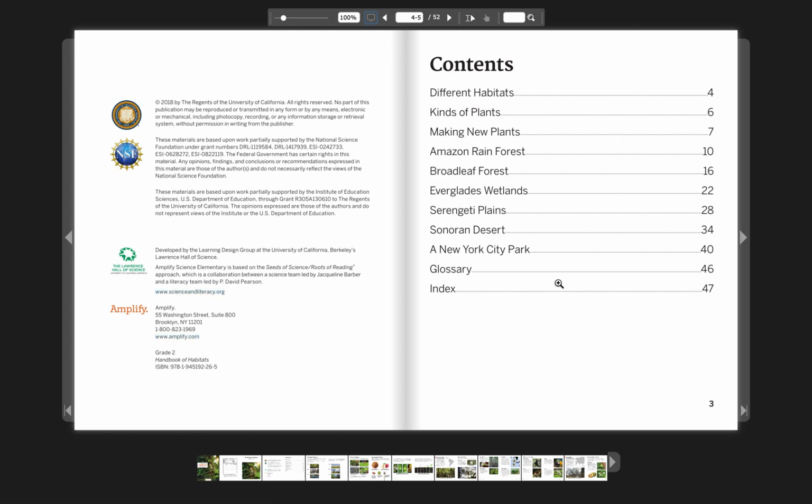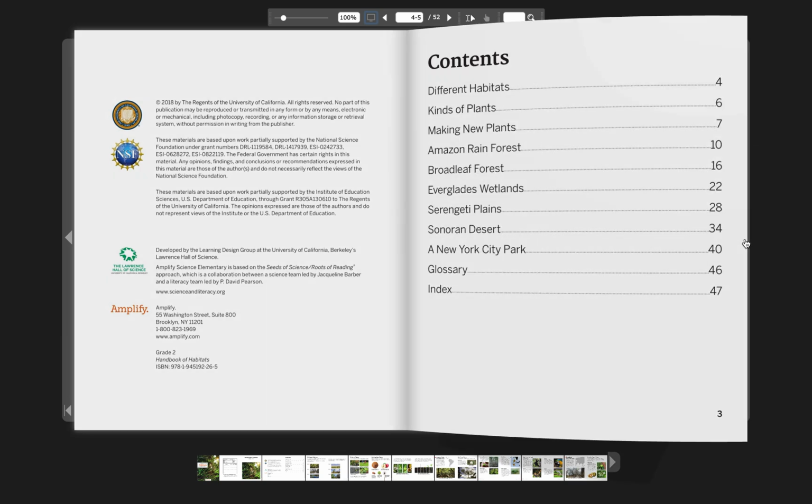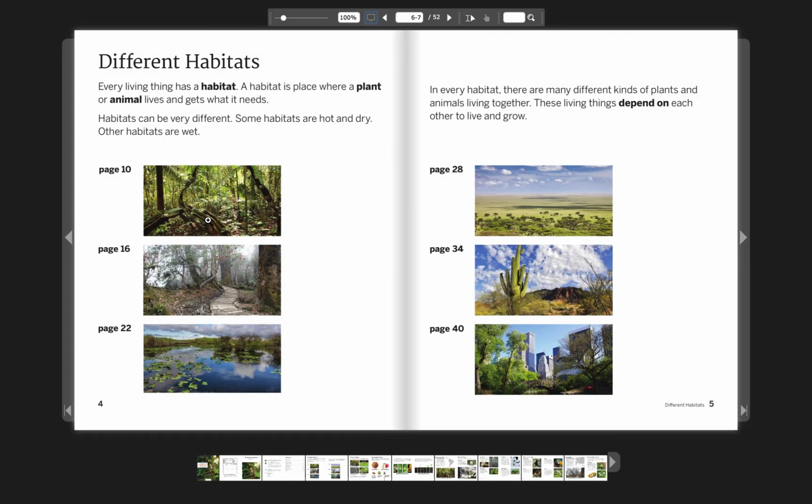So here we have the contents in text. Apologize if I called it an index earlier. And then here we have basically a table of contents, but with photos. So just look at these photos right here. For lesson 1 in our science, they really just want us to talk about what do you know about each of these kinds of habitats. We have the Amazon rainforest, the broadleaf forest, the Everglades, I don't know why I can't say that word today, Everglades and wetlands, the Serengeti, the Sonoran desert, and a New York City park.